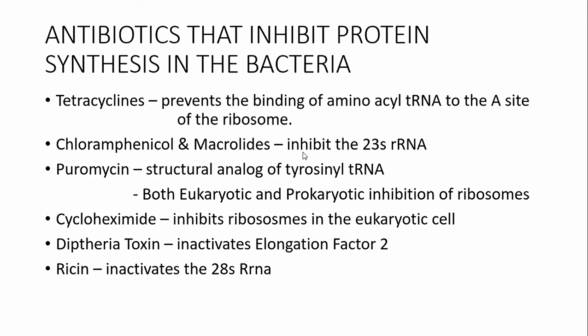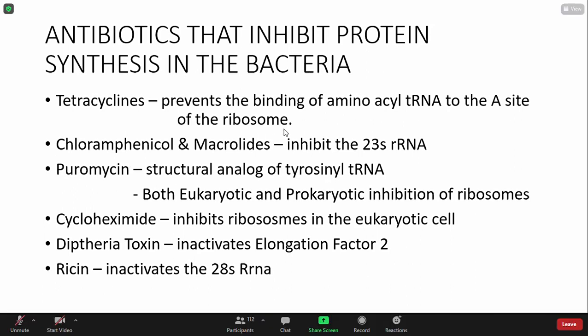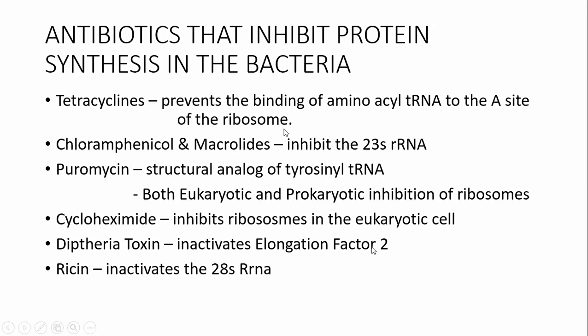Your chloramphenicol and macrolides naman inhibit the 23S ribosomal RNA of your 50S subunit. Your puromycin is a structural analog of your tyrosinyl tRNA. It inhibits the ribosomes, both eukaryotic and prokaryotic inhibition. Cycloheximide inhibits ribosomes in the eukaryotic cell. And your diphtheria toxin inactivates elongation factor 2.